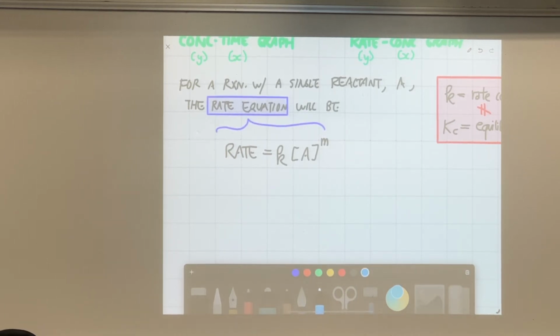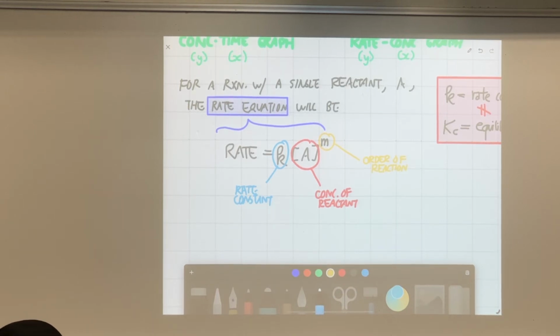And K is what we call the rate constant. And concentration of A, this is the concentration of the reactant. And then finally we have M. M is what we call the order of reaction. A very interesting term. Okay, order of reaction. So, what does this equation do?